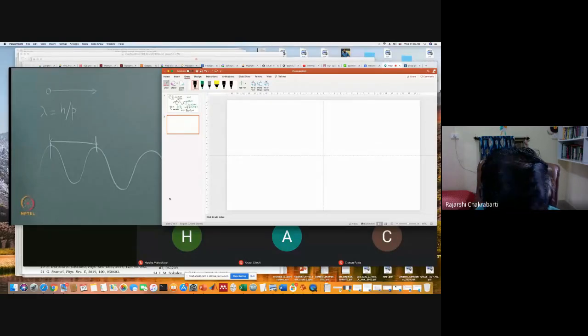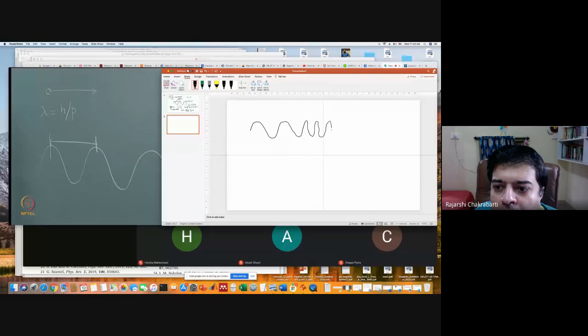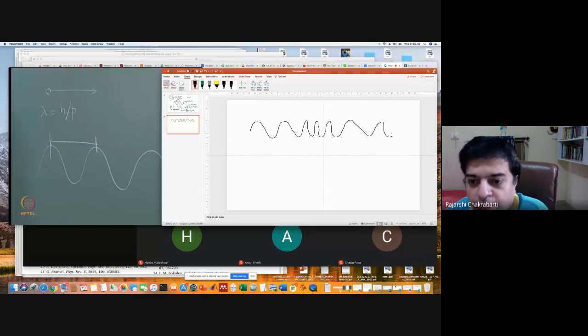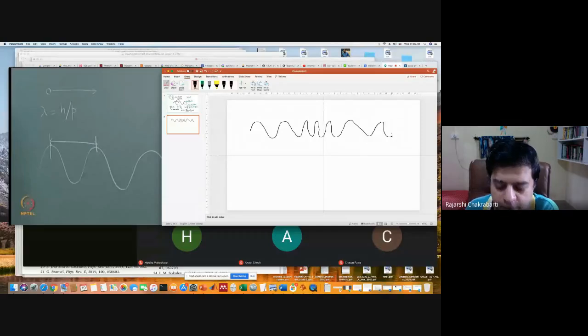Now, if I draw another wave, this is a very bad drawing, but somehow you have to bear with this. This is another wave. And what is the wavelength of this wave? Can anyone tell me? So it has no precise wavelength. Choyan says there is no well-defined wavelength for this wave, because I don't know whether this is your wavelength or this is your wavelength or this is your wavelength. Is this clear?